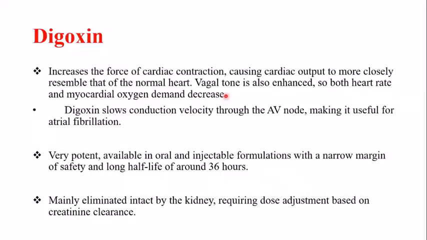All the details which I discussed here are in written form over here. Digoxin slows the conduction velocity through the atrioventricular node, making it useful for atrial fibrillation. It is very potent, available in oral and injectable formulations, with a narrow margin of safety and a long half-life of around 36 hours. It is mainly eliminated intact by the kidney, requiring dose adjustment based on creatinine clearance. If there is renal failure, then the dose needs adjustment.